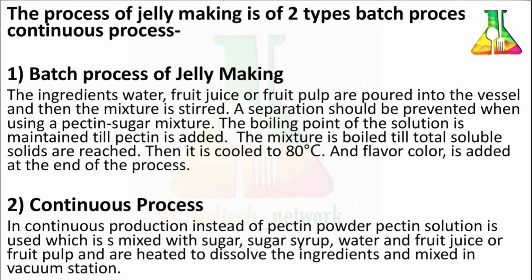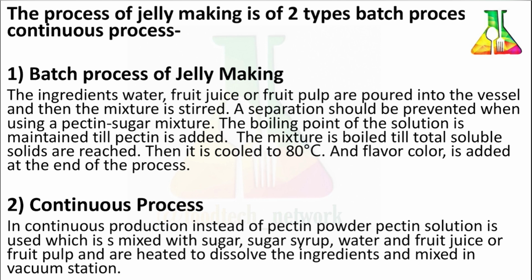So the ingredients, water, fruit juice and fruit pulp, are poured into a vessel, and then the mixture is stirred. Separation should be prevented when using a pectin sugar mixture. The boiling point of the solution is maintained till pectin is added. The mixture is boiled till the total soluble solids are reached. Then it is cooled to 80 degrees Celsius, and flavor and color are added at the end of the process.